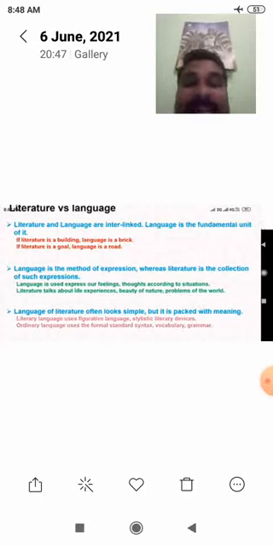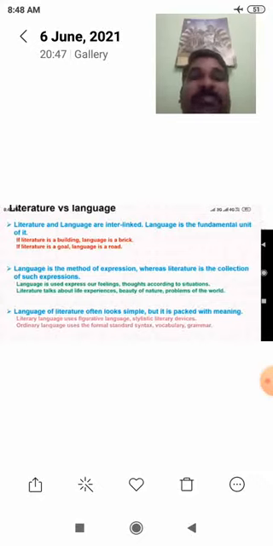But literature is not like that. Literature talks about life experiences, all the experience we gathered in our life, the beauty of nature, and problems of the world. World means human beings. The language of literature often looks simple, but if you study it, it is packed with a lot of meanings.